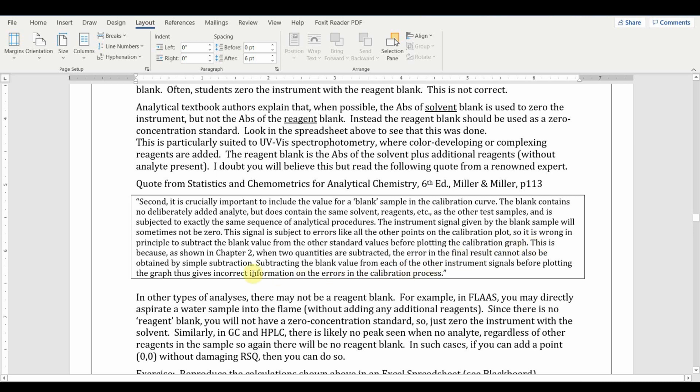This is because, as shown in a previous chapter, when two quantities are subtracted, the error of the final result cannot be obtained by simple subtraction." That goes back to the propagation of errors and uncertainties. "Subtracting the blank value from each of the other instrument signals before plotting the graph thus gives incorrect information on the errors in the calibration process." I rest my case.